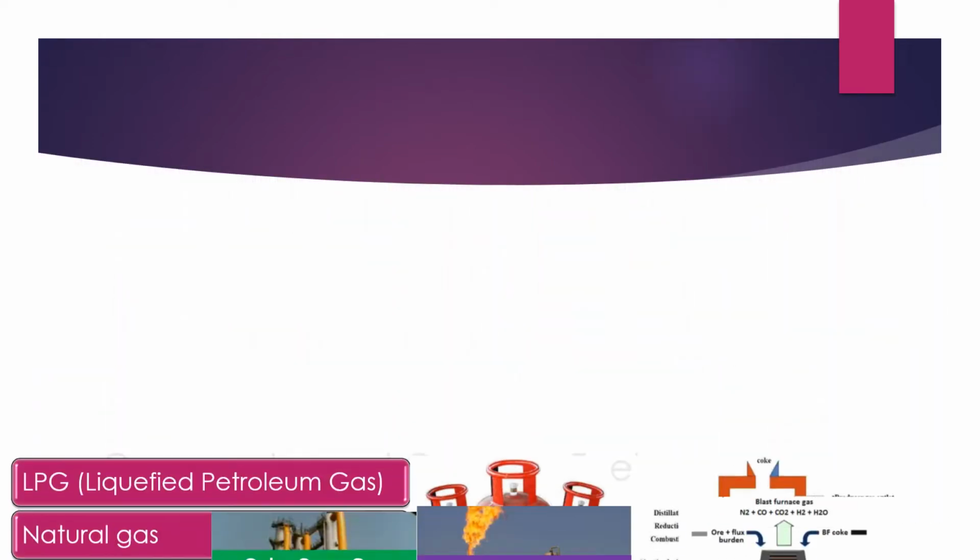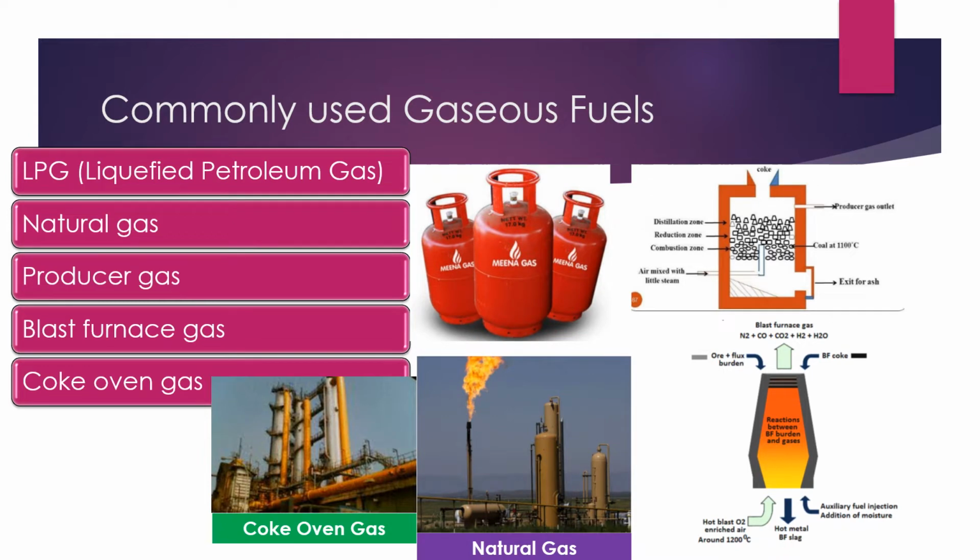Now, let us discuss about gaseous fuels. Before going to discuss about this in detail, let us first go through few examples of commonly used gaseous fuels. These are LPG or liquefied petroleum gas, natural gas, producer gas, blast furnace gas, and coke oven gas.